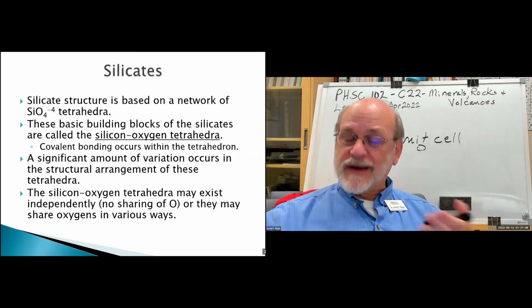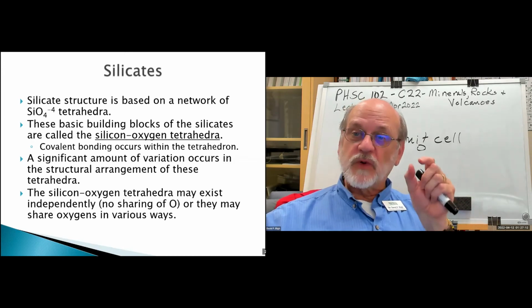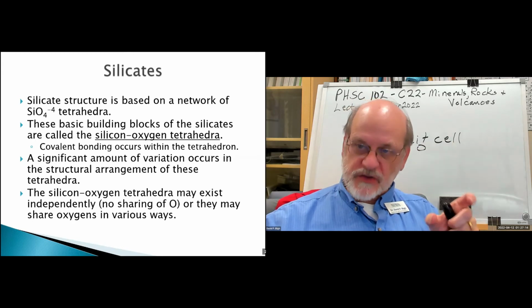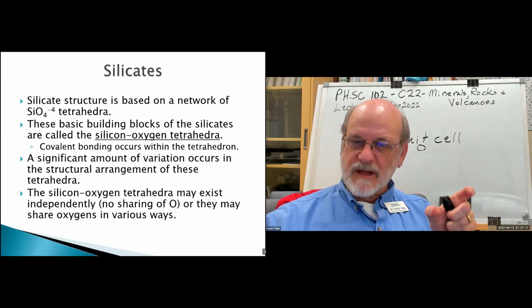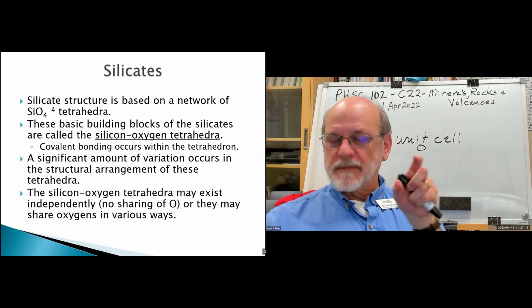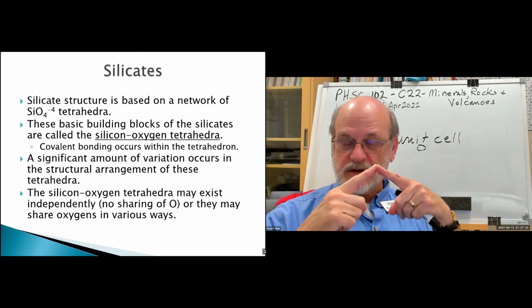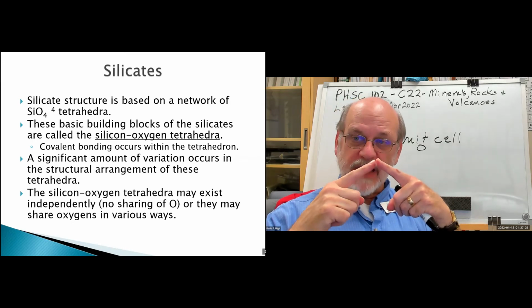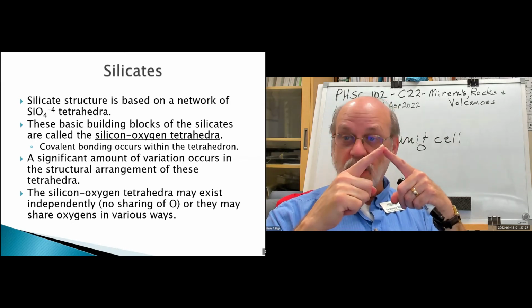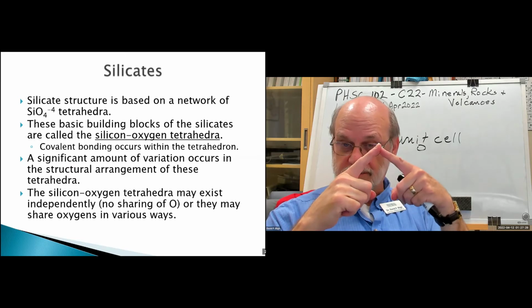The covalent bonding is definitely between silicon atoms and oxygen atoms. But there may also be sharing of oxygen atoms between silicons. So this oxygen might be covalently bound to this silicon and it's also bound to this silicon over here.